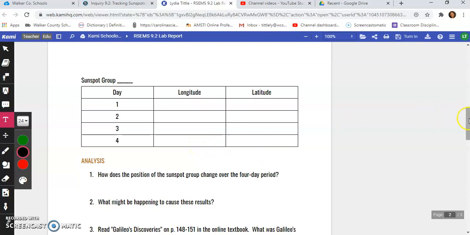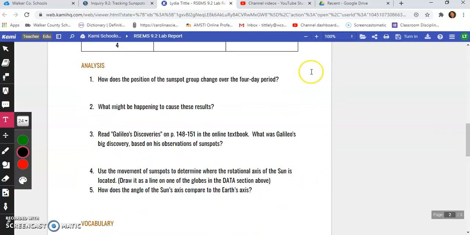Okay, then you have your analysis questions that you will answer based on the observations that you made of the sunspots. On number 3, pay close attention. You have to open your textbook and read Galileo's discoveries on page 148 to 151. Okay. And then number 4 asks you to draw where you think a rotational axis would be. So an imaginary line that would run through the sun. So imagine where you think that axis would be and just draw a line up there on the globe.